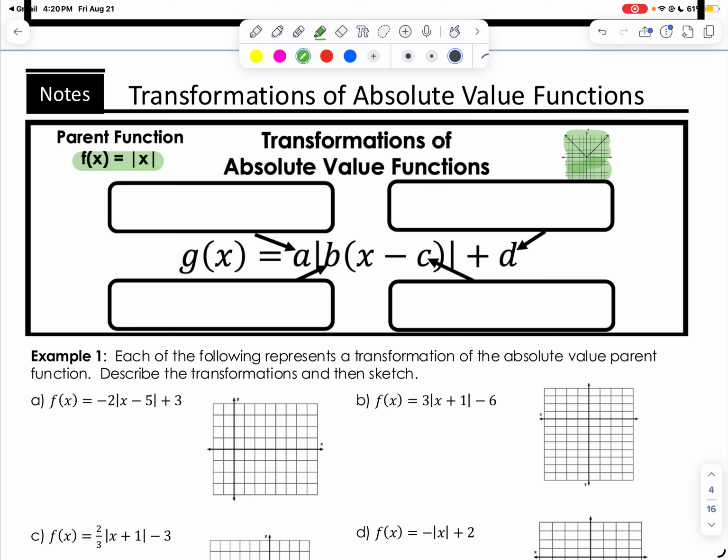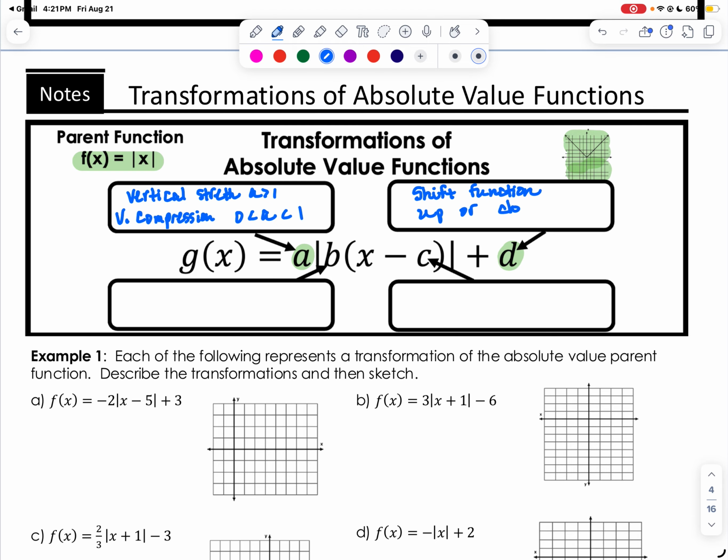So let's just review what each letter in our transformation rule controls. The A and the D both control the vertical transformations. A will cause a vertical stretch for A greater than 1, and a vertical compression when A is between 0 and 1. Now, the D will shift the function up or down. So both A and D affect the y values of the graph.